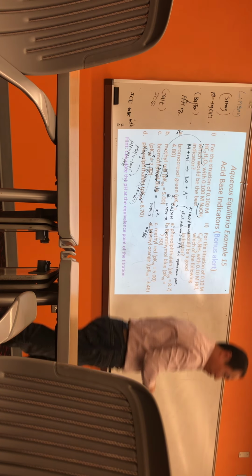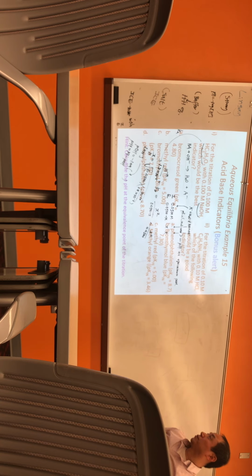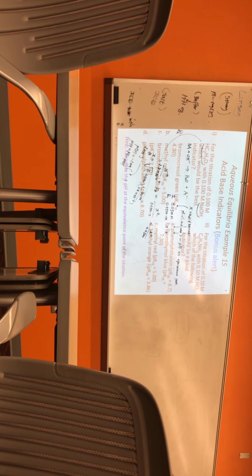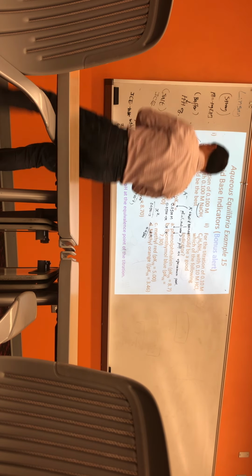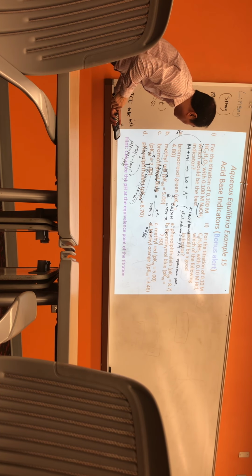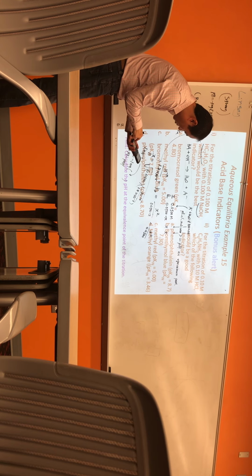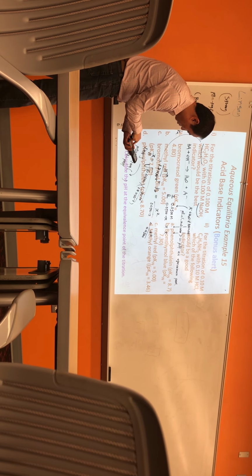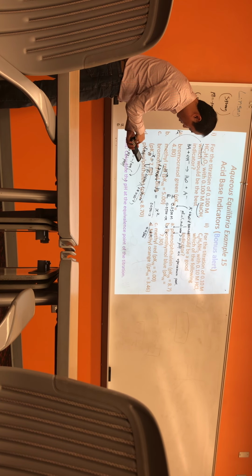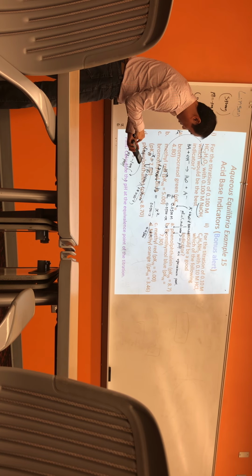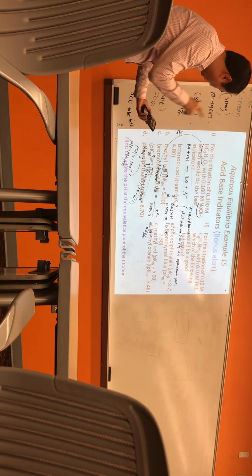So what number do you get? Do you get any number? I didn't get it. Let's see. The hydroxide concentration, inside the square root, is 5 times 10 to the negative 14 divided by 1.8 times 10 to the negative 5. So that will be x.